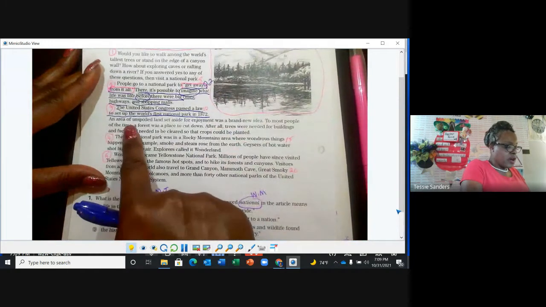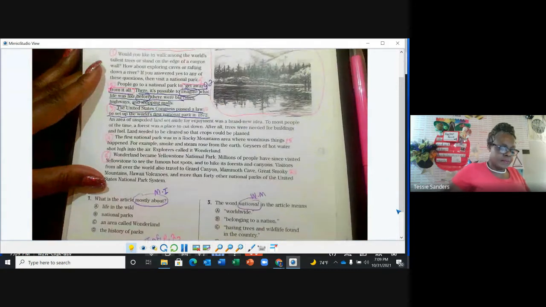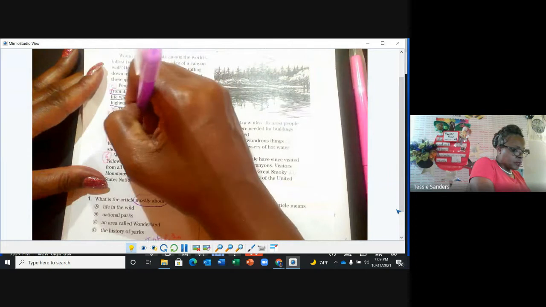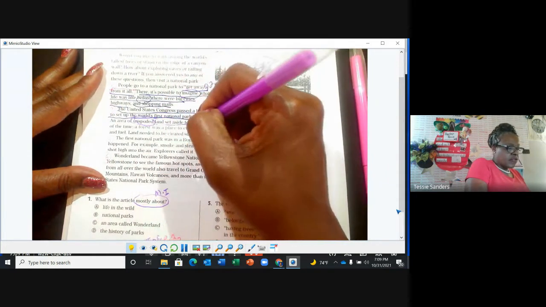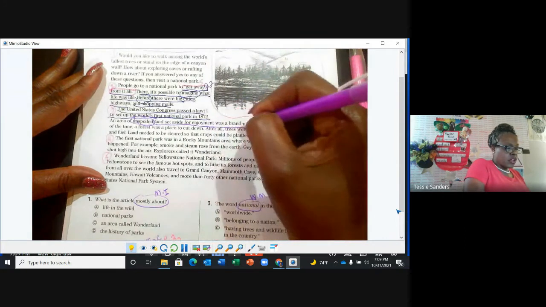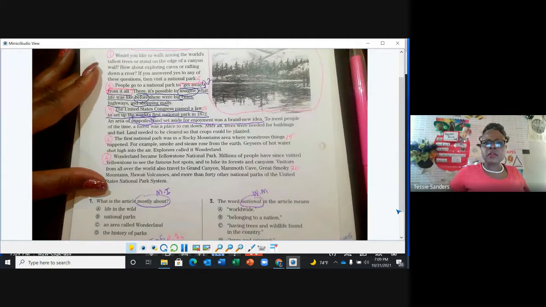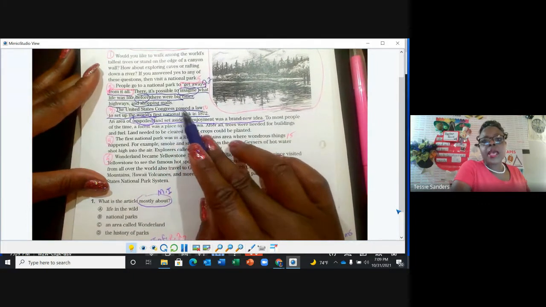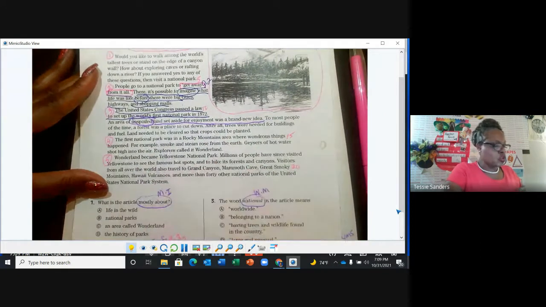An area of unspoiled, there's your word, unspoiled land set aside for enjoyment was a brand new idea. So let's take a look. The United States Congress, this is our key word, passed a law to set up the world's first national park. First national park. Let's see.